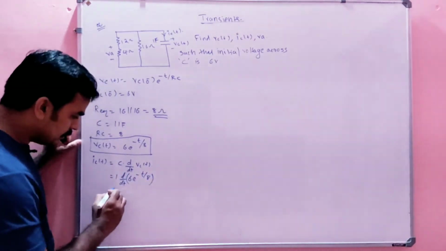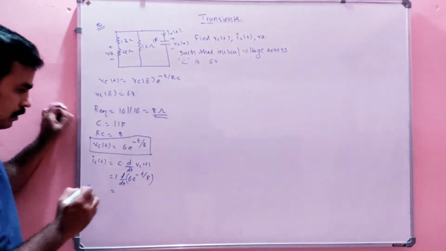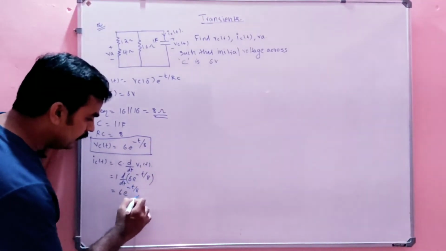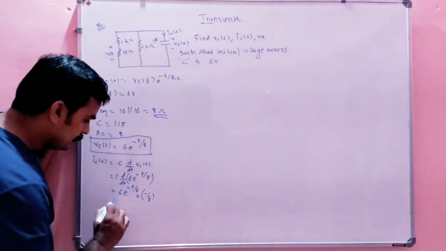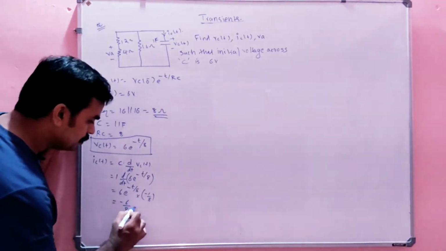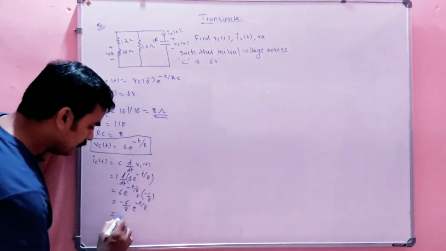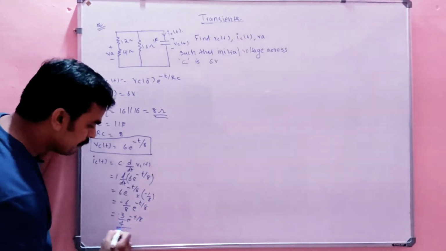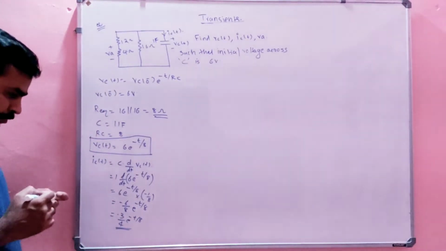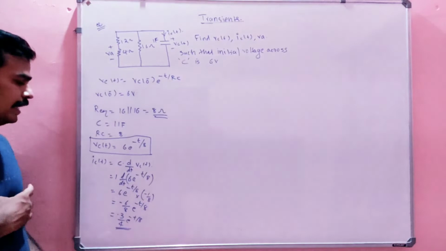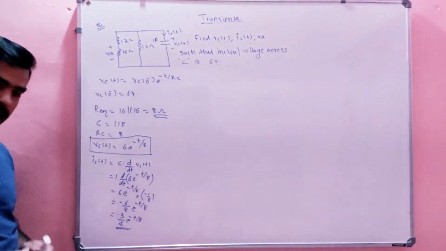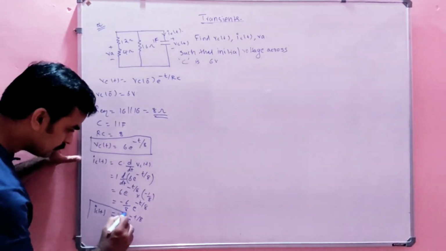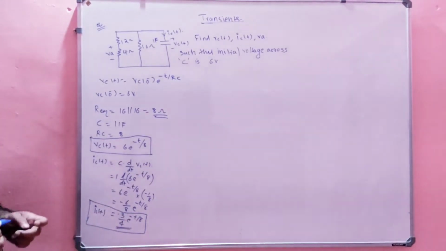So what will it be equal to? 6 is constant, e raised to minus t by 8 into minus 1 by 8. So it becomes minus 6 by 8 into e raised to minus t by 8, or minus 3 by 4 e raised to minus t by 8. That is the value of IC of t. So now you have IC of t also.